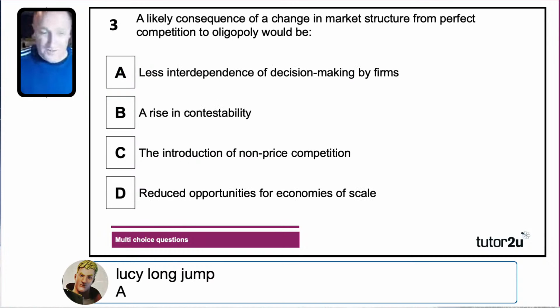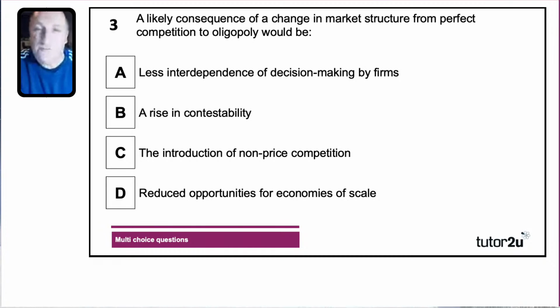Here's question 3 coming up on the screen. A likely consequence of a change in market structure from perfect competition to oligopoly would be what? Now, take a moment on this one. This is a harder question. So if we move from a competitive market towards oligopoly, perhaps with the presence of merger and takeover, what do we think is likely to be a consequence of that change in the market structure?